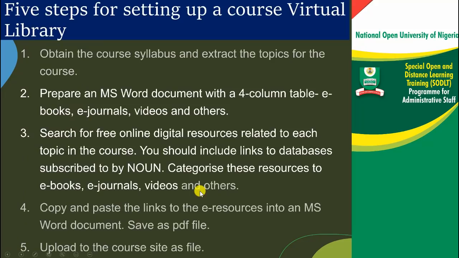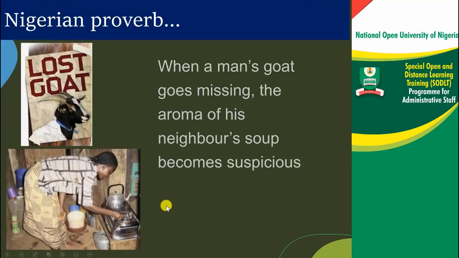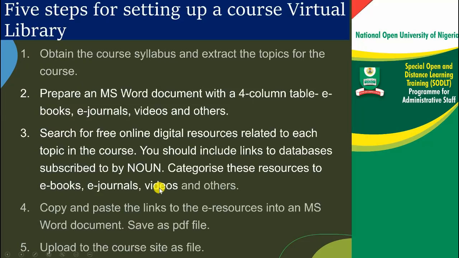So have we missed anything here? Have we lost anything here in terms of sequence? Well, you see, there's a Nigerian proverb: when a man's goat goes missing, the aroma of his neighbor's soup becomes suspicious. This one never cooked good pepper soup for years, and I can't lose my goat. But good enough, we have not missed out any step from here.